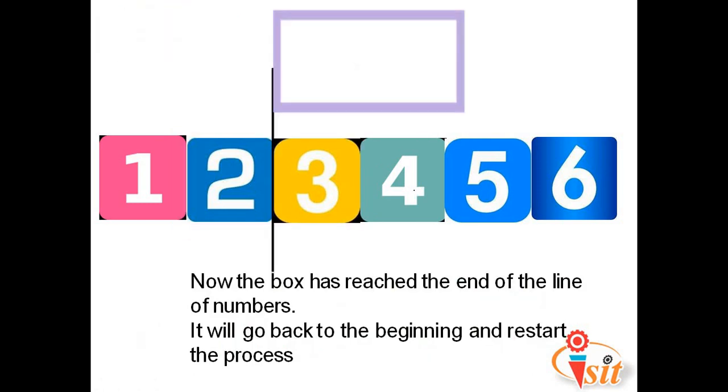So already the 4, 5, 6 are in sorted order. Again we got one more largest number, that is the 3. So now 3, 4, 5 and 6 are in sorted order. So the remaining elements are 1 and 2. Now the box has reached the end of the line of numbers. It will go back to the beginning and restart the process.